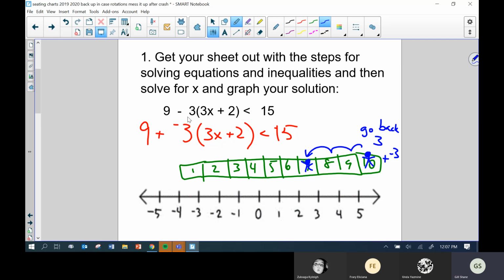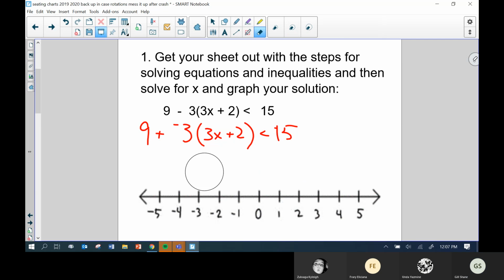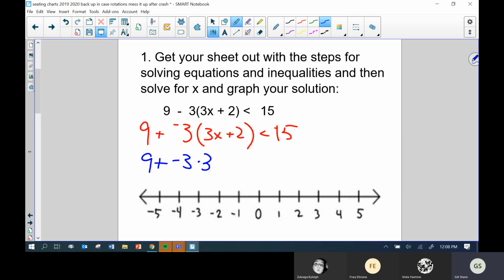So going back to the problem then. If I write this out and I say 9 plus negative 3 times 3x, and then again plus, because I don't do subtraction, negative 3 times 2, now the math works out and I get the right answer. So plus negative 9x plus negative 6. And some of you are actually writing the plus negative 9x and plus negative 6, which I love, because that keeps it all pretty clean when you do the problem.